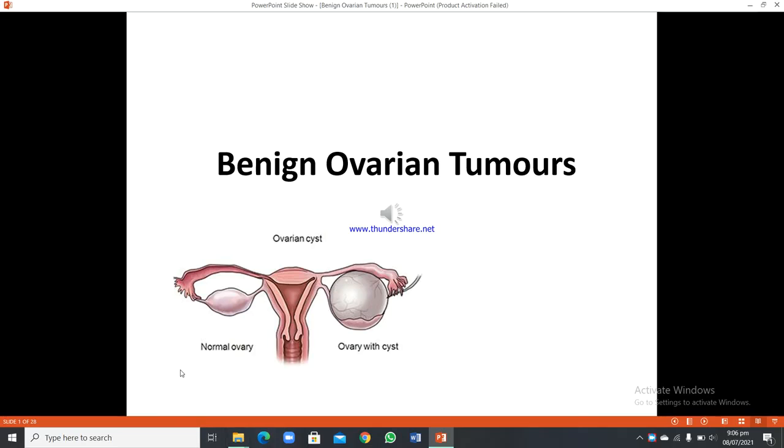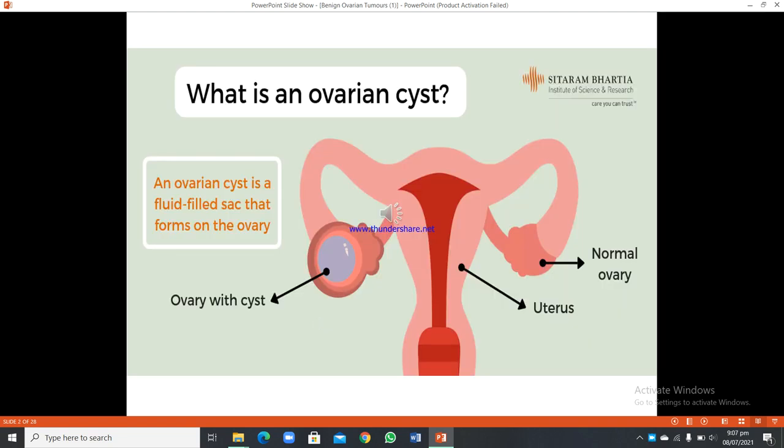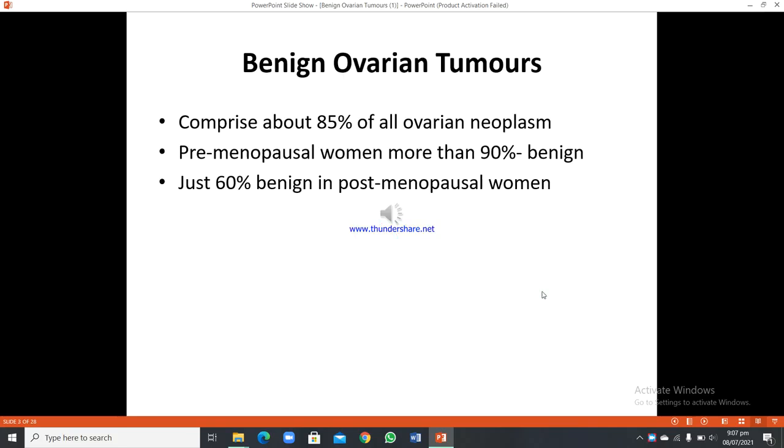Now, you can see in this picture that on one side is the ovarian cyst and on the other side is the ovary, which is normal. This ovarian cyst has a water-ball-like appearance, and you can see the difference between the two. What is an ovarian cyst? It is a fluid-filled sac that forms on the ovary. You can see the ovary with a cyst on this side, and this is the normal ovary again. Benign ovarian tumors comprise about 85% of all ovarian neoplasms.